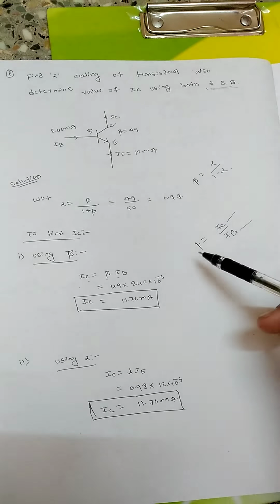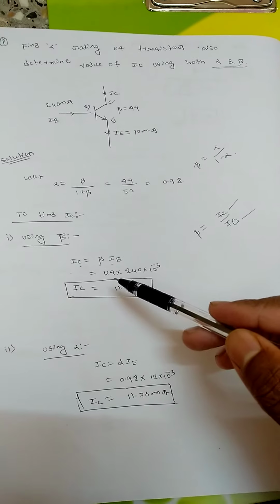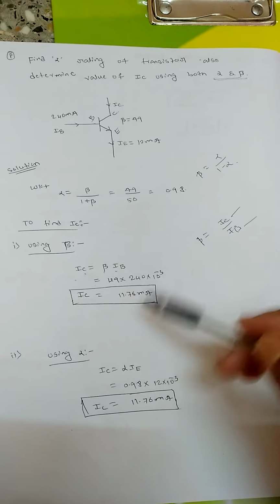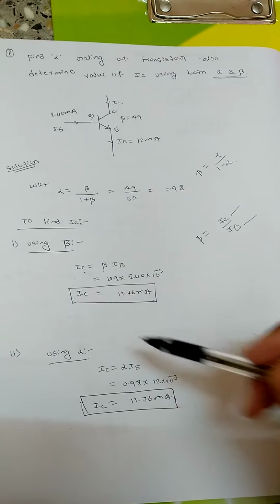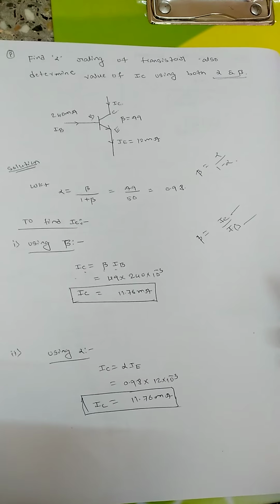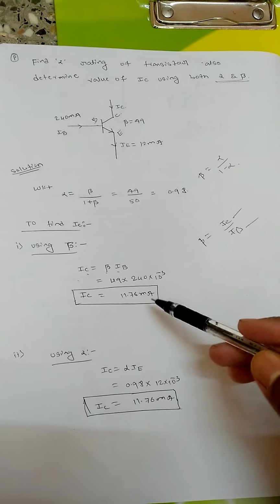So IC, I can write beta into IB. So this will be equal to 49 into 240. So plug in those values, then you will be getting 11.76 milliamps. Okay, so this is the collector current.